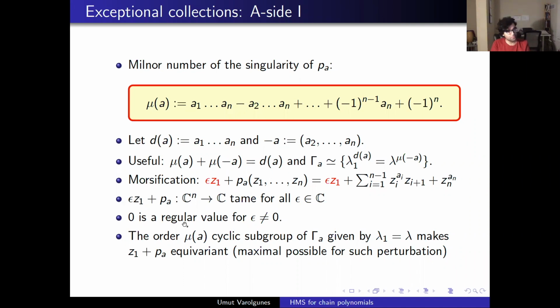And you can compute exactly what this group is. You just have to put lambda 1 equals lambda here. You will see that it's lambda to the dA minus mu minus A. So that's mu A. It's just lambda to the mu A.